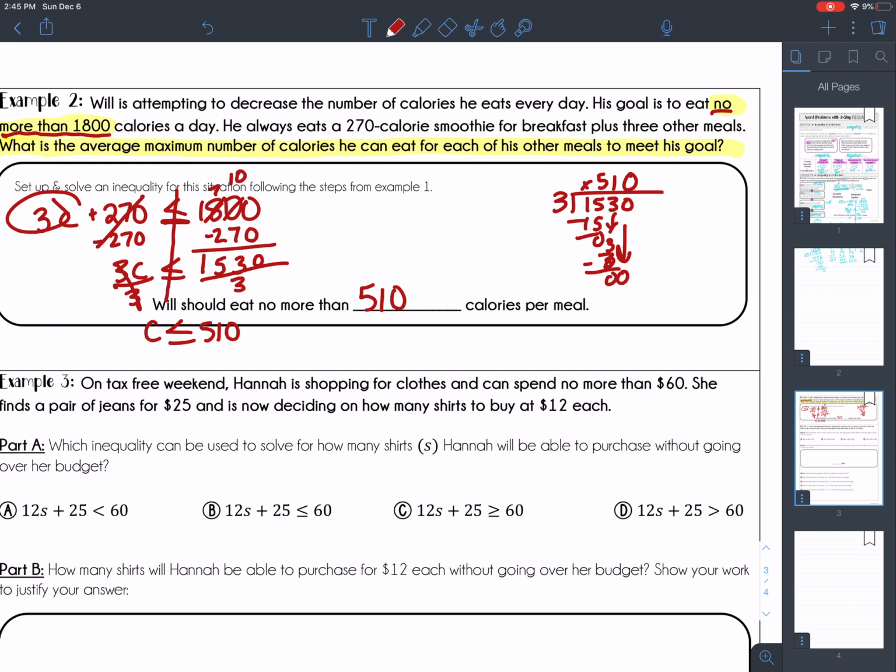We could also rewrite this. So I'm going to go back and rewrite my inequality where we have the 1800 on this side. You won't see this as much, but know that you can rewrite it so that the calories that he eats all day have to be smaller than the 1800. So we need the small end facing that way. So we would just flip our inequality around.